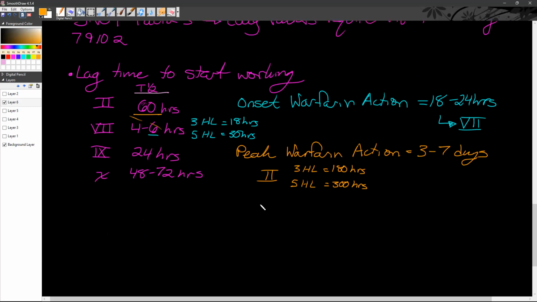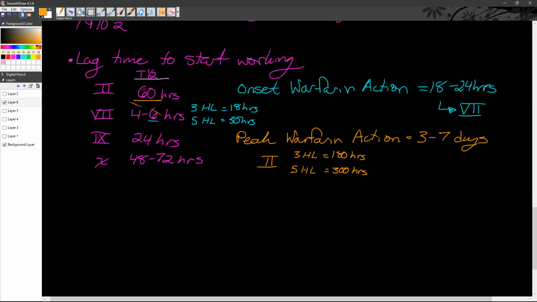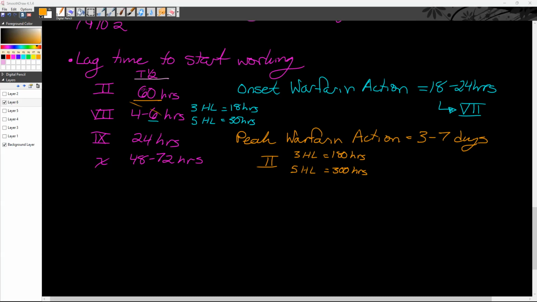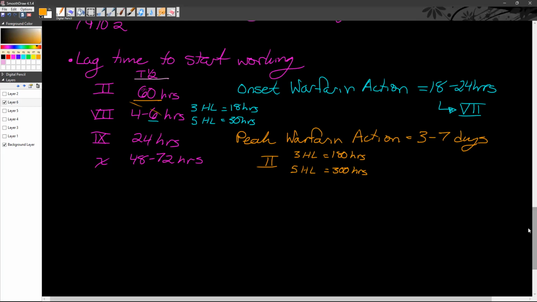This is a really, really important idea to kind of wrap your head around, because it means, how quickly can you change someone's warfarin dose? Not very quickly, right? Because only after about 7 days do we start to see if the warfarin is working or not. So what ends up happening is that we end up bridging people all the time.